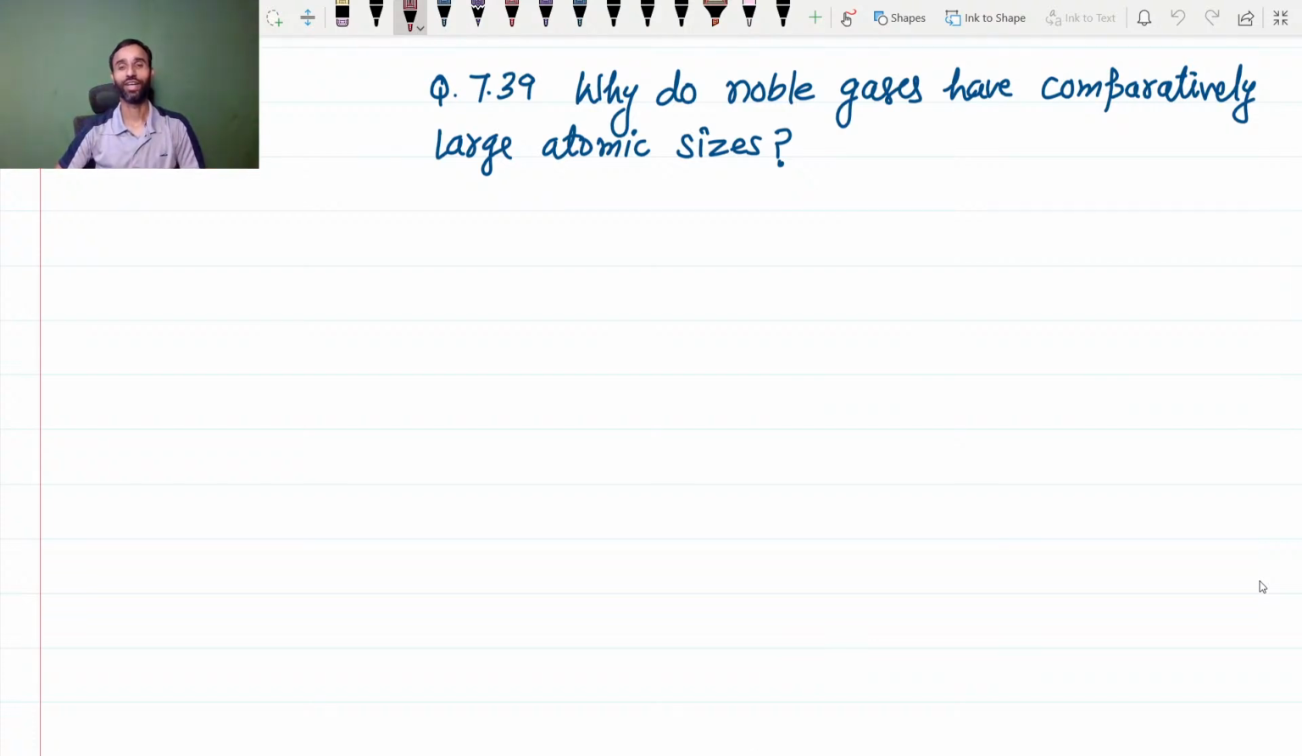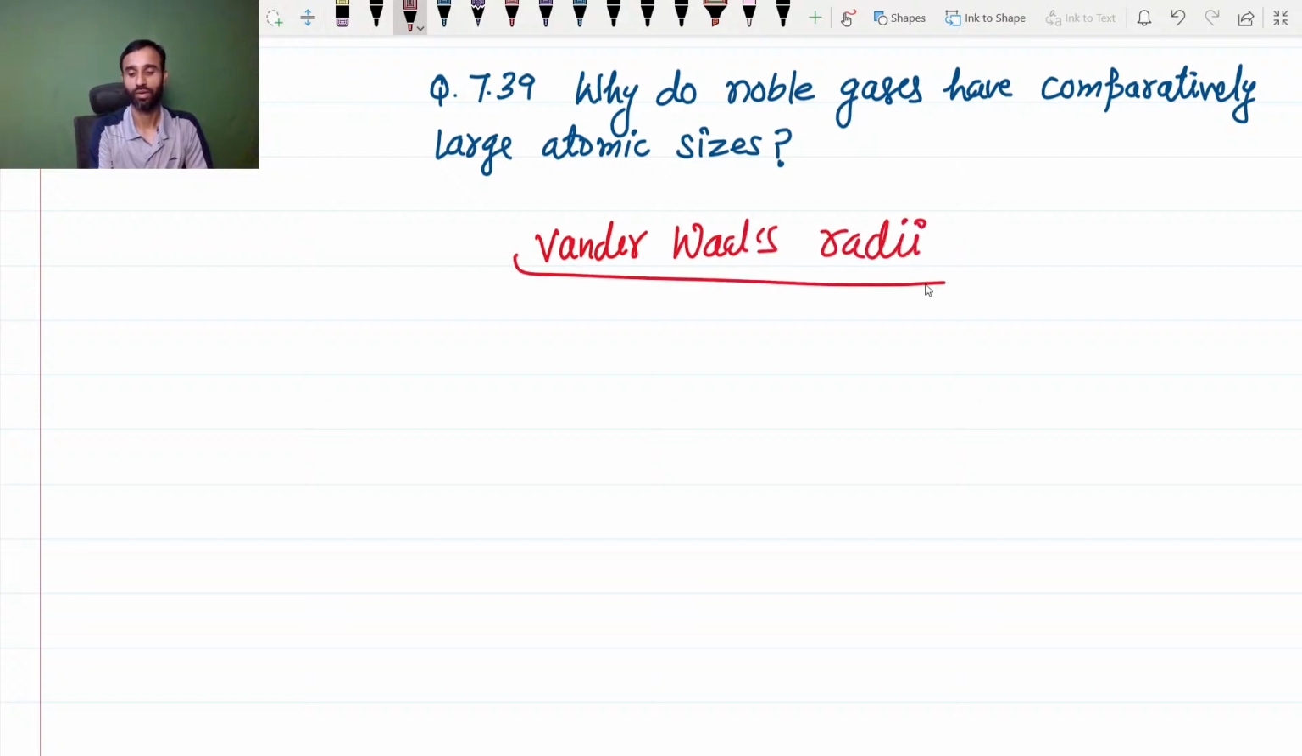Question number 39. This is the second last question, that means we are almost done. Why do noble gases have comparatively large atomic sizes? Noble gases generally do not form bonds with their own atoms. They exist independently as monoatomic gases, and that's why there are van der Waals radii. In noble gases, there are van der Waals radii, but in other atoms of their period, there are covalent radii.